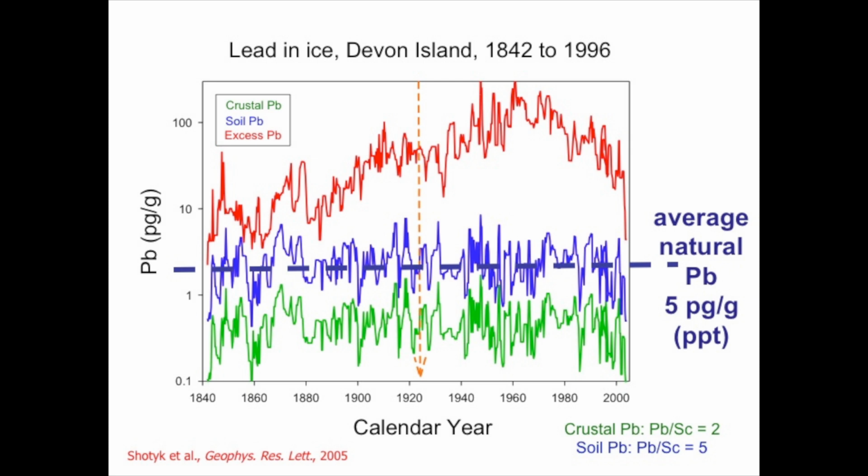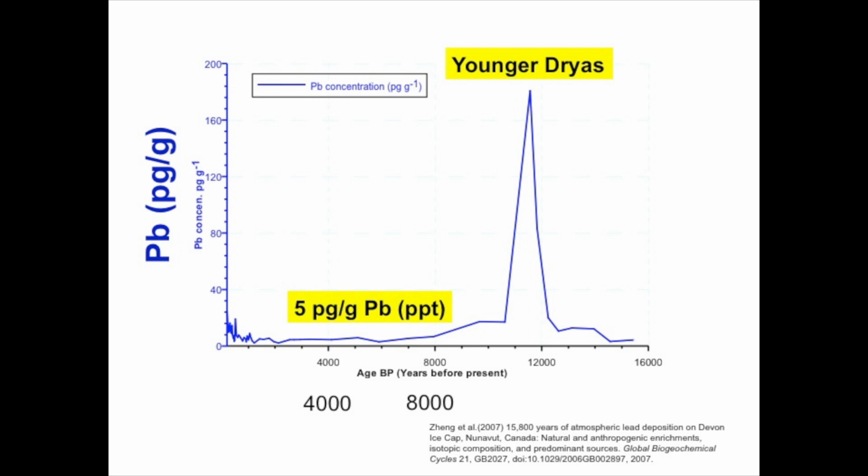So we use scandium in our ice core as a reference element for what the lead concentrations should be if there was no contamination. And based on scandium, we calculate the average lead concentration in background lead, the natural amount of lead in the ice, should be 5 parts per trillion. That's our calculation. And when we measure 15,000 years of ice, the cleanest ice layers between about 4,000 and 8,000 years ago have 5 parts per trillion of lead.